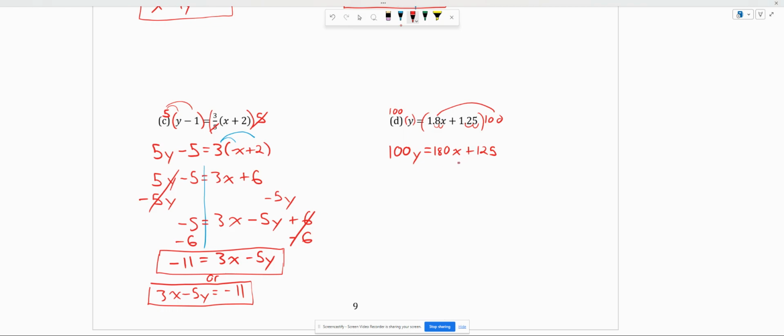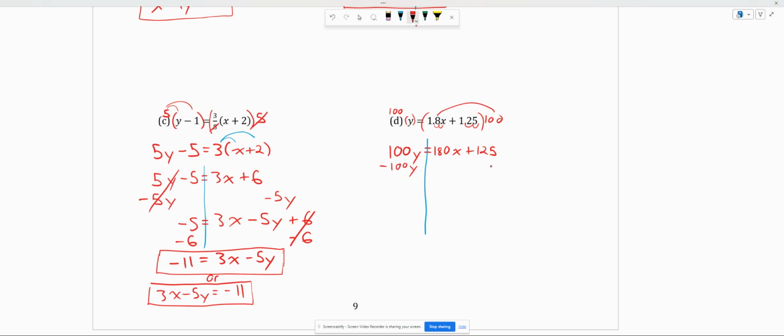And next, I need to get all my x's and y's on one side. So I see my x here is positive on this side. So again, I'm going to move my y to the other side. But I'm going to do two steps at once here because I think we can handle that. I'm going to subtract the 100y.